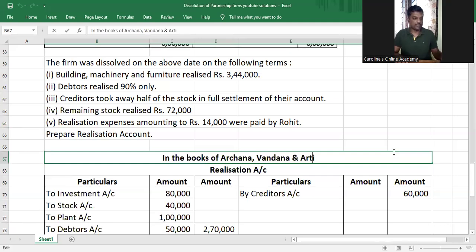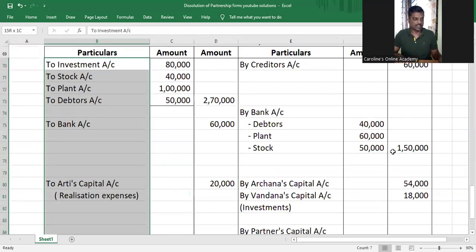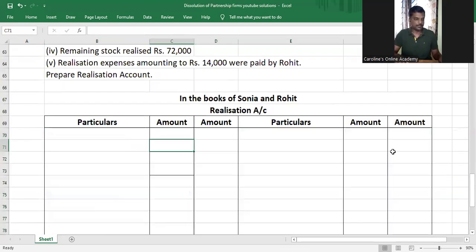So I'm going to just change the name to Sonia and Rohit. And I'm going to delete all of this because this is from the previous problem. Deleted. And we'll remove this border. All right, so that's done.